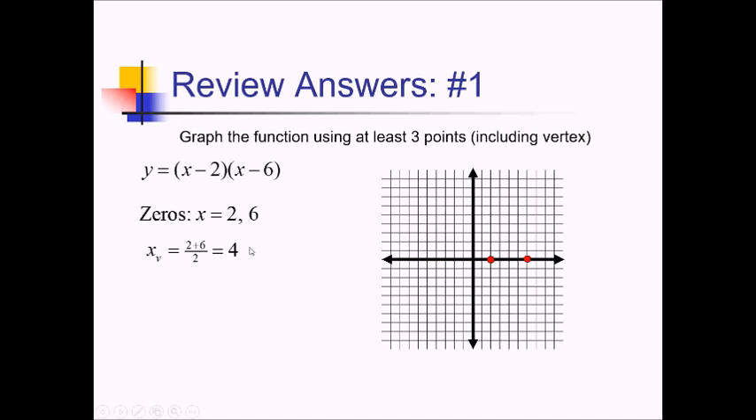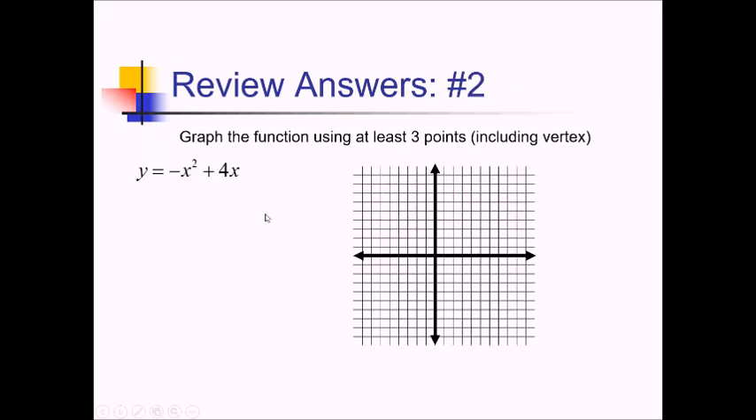Now, to find the y value of the vertex, we need to plug this x value back into the original function up here. So we've got y equals 4 minus 2 times 4 minus 6, and this is the y value of the vertex here, so I put a little v down there. So that's going to be 2 times negative 2, which gives me negative 4. And now I can graph my vertex of (4, negative 4). So that's going to be over 4, down 4, right down here. And then just draw a parabola going through those 3 points.